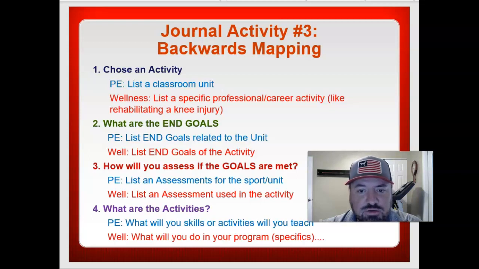If you want to go into coaching, you might talk about preparing to play against a zone defense. All right, so choose an activity that could be related to a classroom unit. If you're a wellness major, you could also think of yourself as a college instructor teaching a unit on this and build it like a teacher.